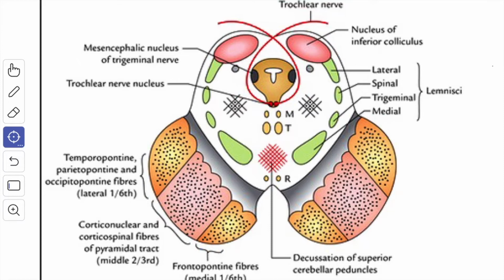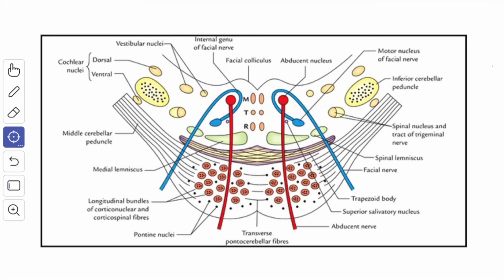This is the transverse section of the lower pons. Here you can see the abducent nucleus. It is located in the lower part of the pons beneath the facial colliculus in the floor of the fourth ventricle, a short distance from the median plane, in a line with the third and fourth cranial nerves above and the hypoglossal nerve below. And here you can see the medial longitudinal fasciculus. It is closely related to its ventromedial aspect.